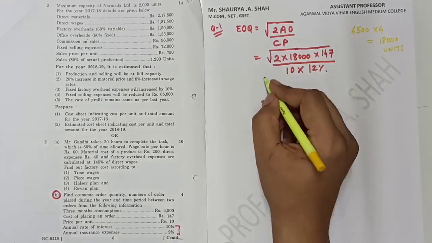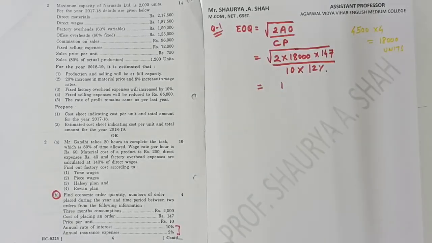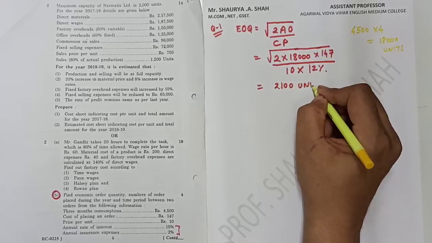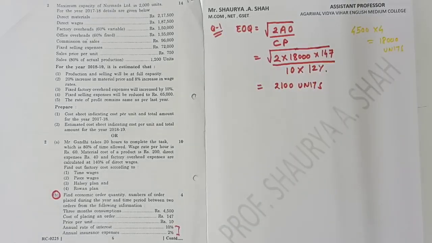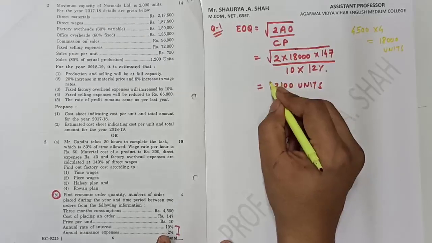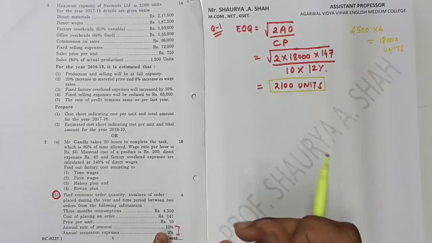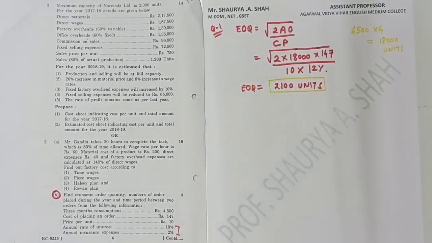So when I solve this, students, after solving the square root, I will get the final answer of 2100 units. You can solve it, multiply all these things, divided by your square root. So I'll get the answer of EOQ is equal to 2100 units. I suppose it is clear to each and everyone. So EOQ is equal to 2100 units. This is the first answer which I have found out, which is given in the sum.